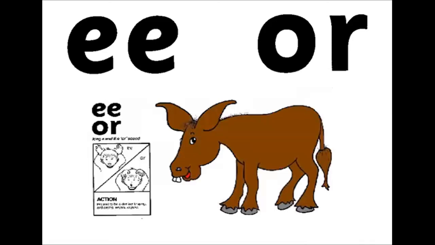Now I'm sure you will remember this one, this little guy here. Remember the donkey? The children fed him the carrot and he was so happy. He wiggled his tail and he said, E-O, E-O, E-O.